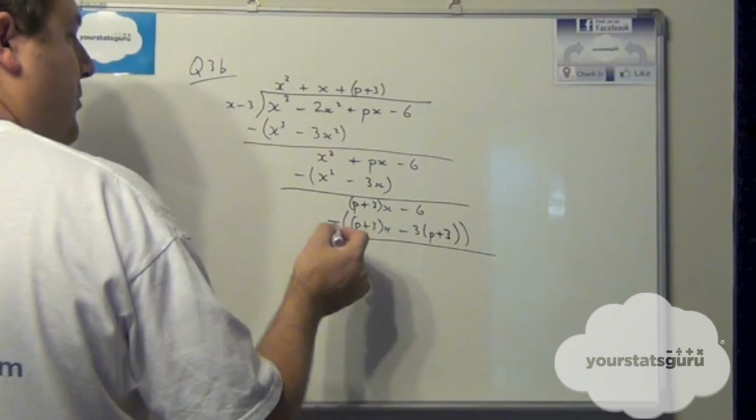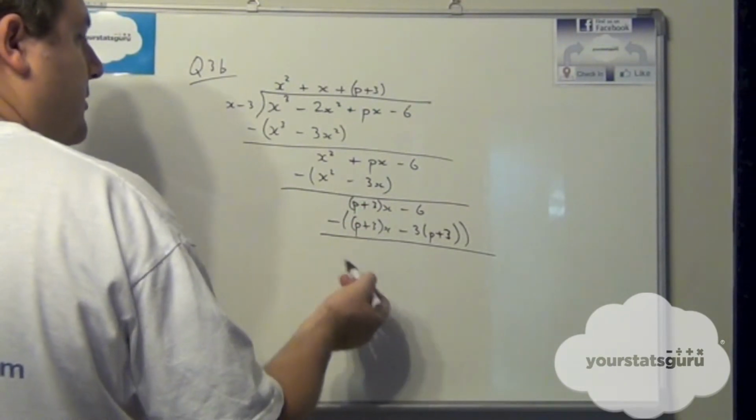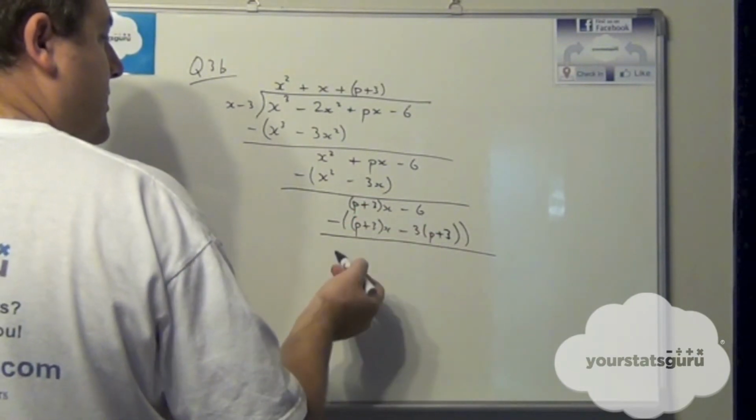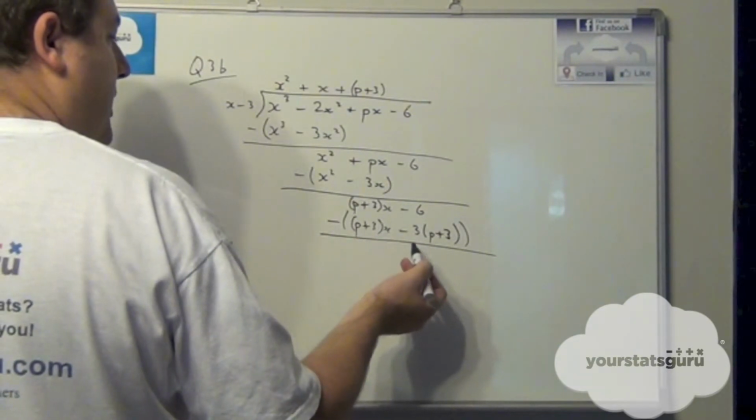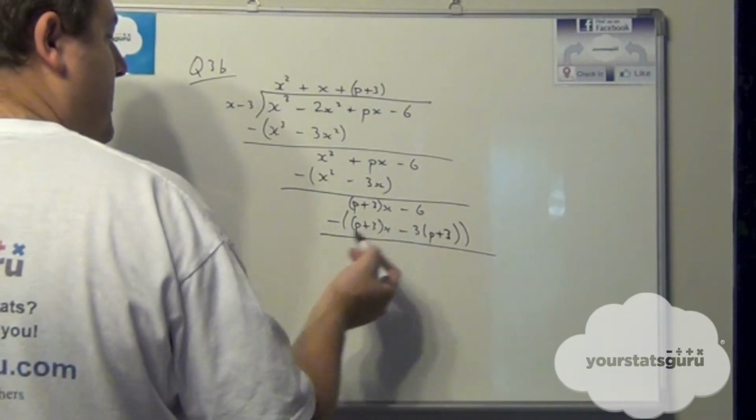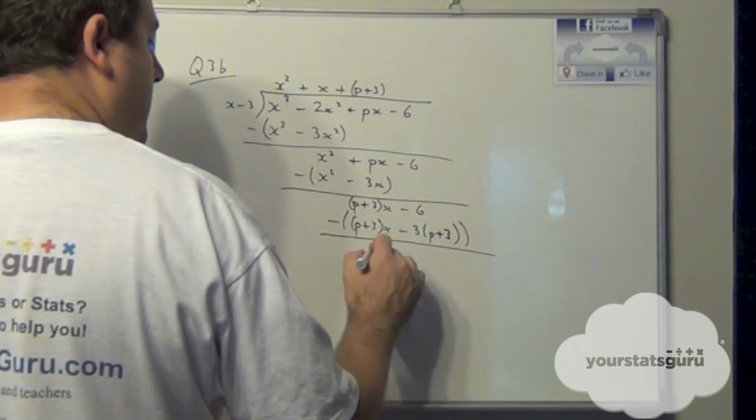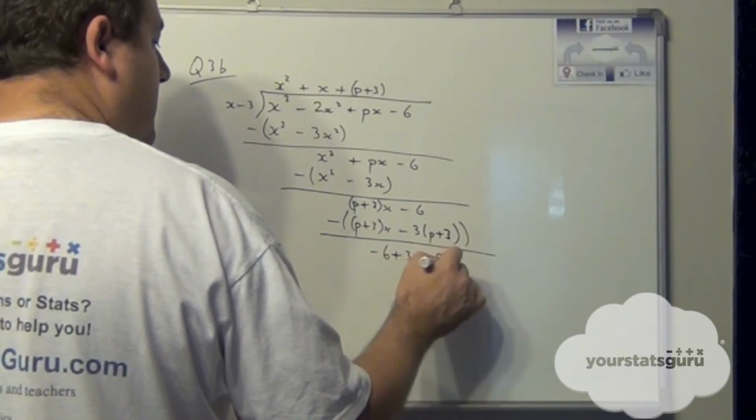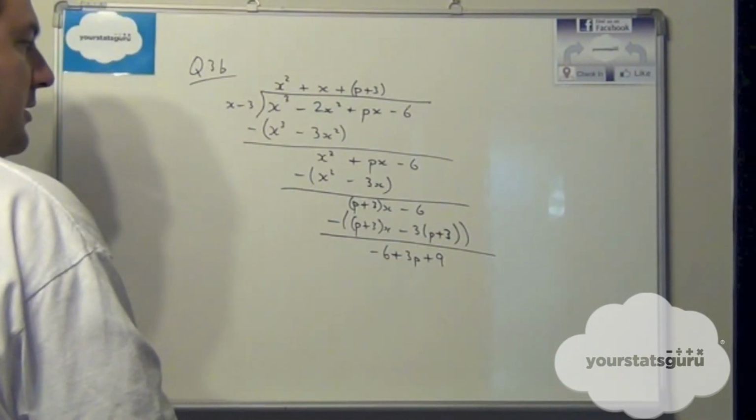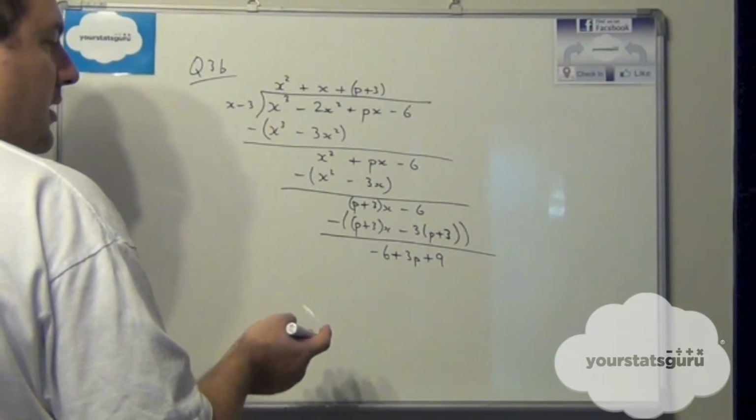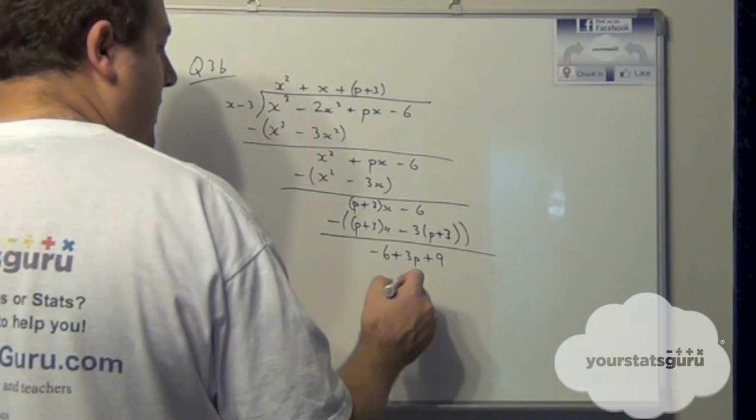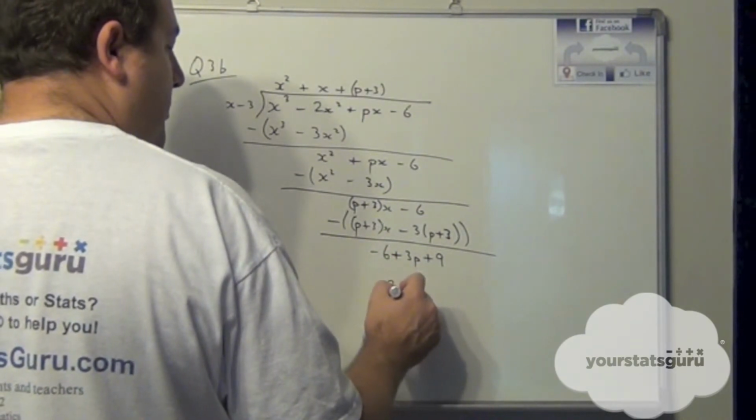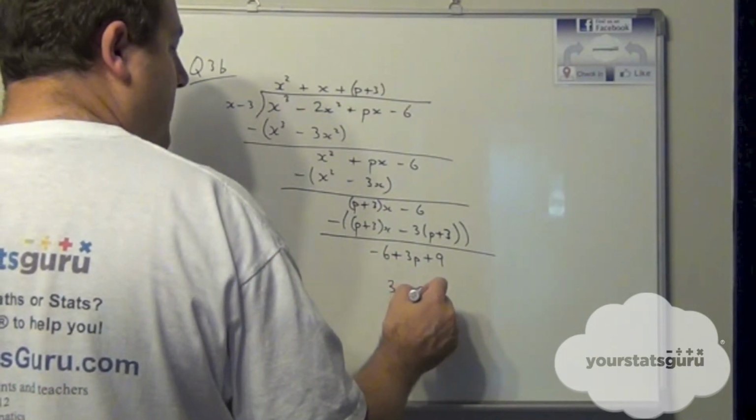p plus 3x minus p plus 3x is going to disappear. Minus 6 minus negative 3 times p plus 3 becomes minus 6 plus 3p plus 9. So this is clearly 3p plus 3.